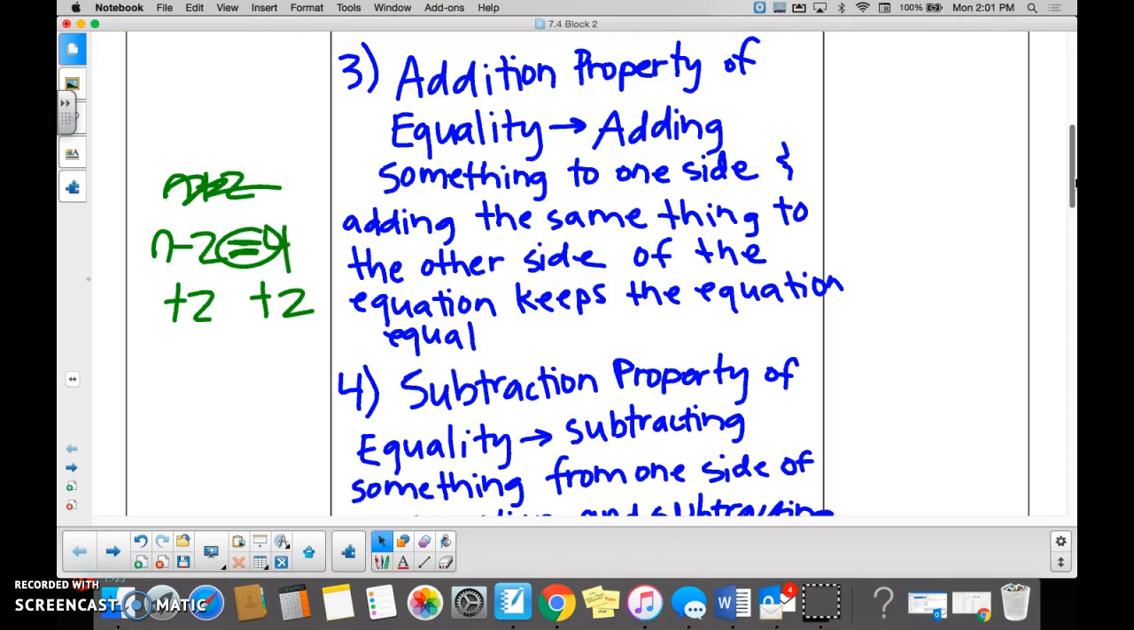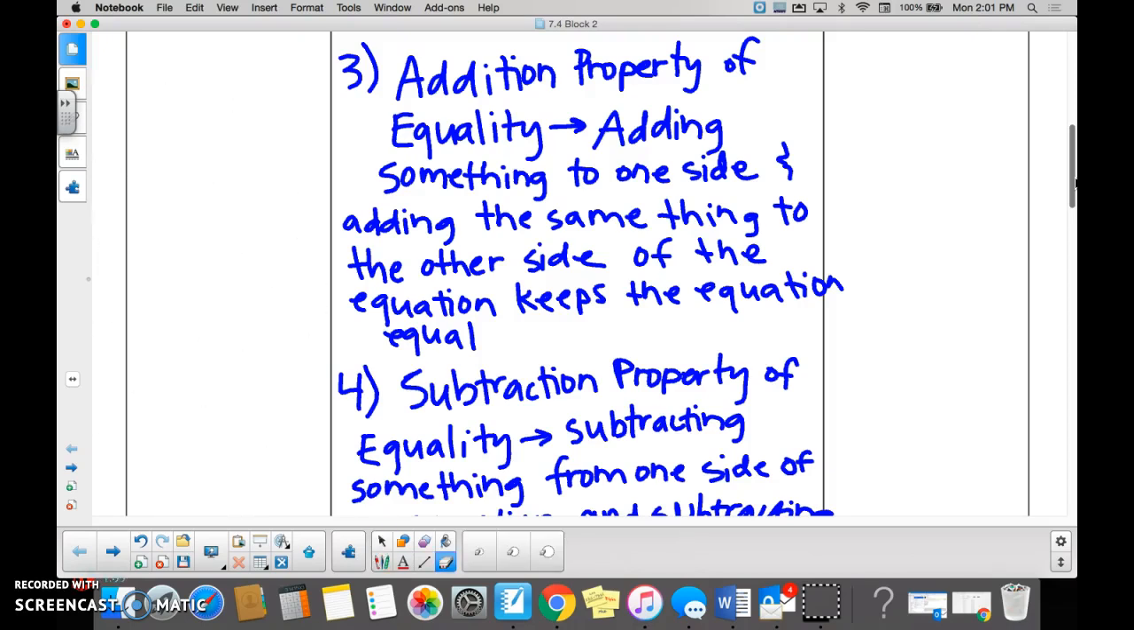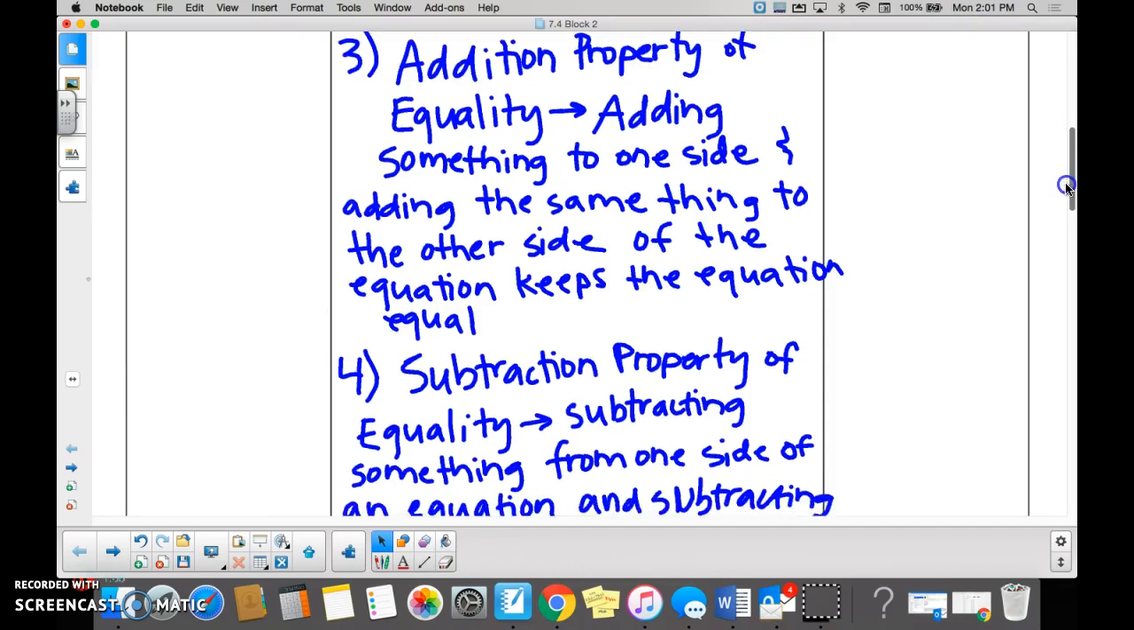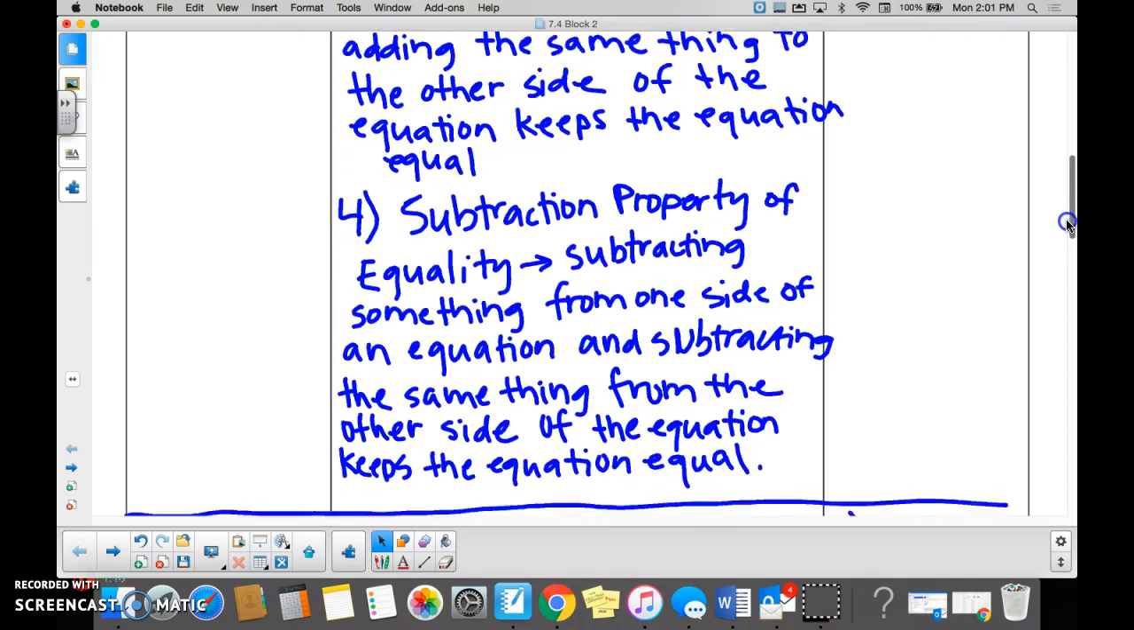And then the subtraction property of equality is the same, and the fact that you must subtract from both sides to keep the equation equal.